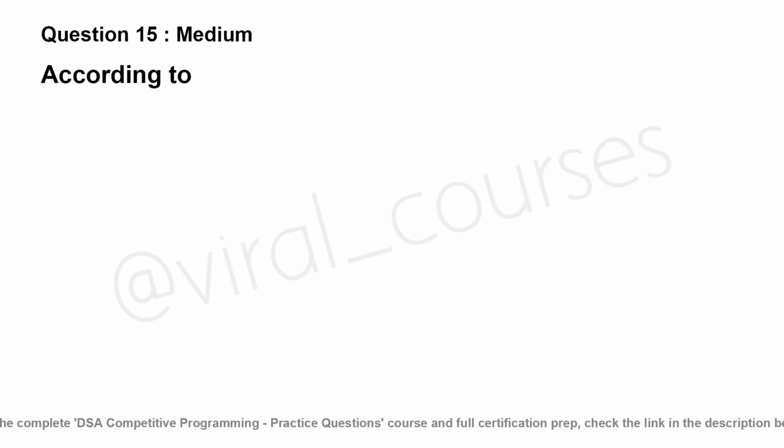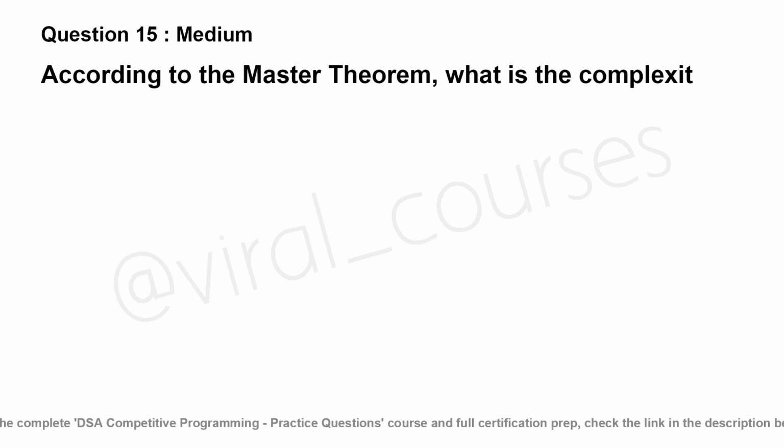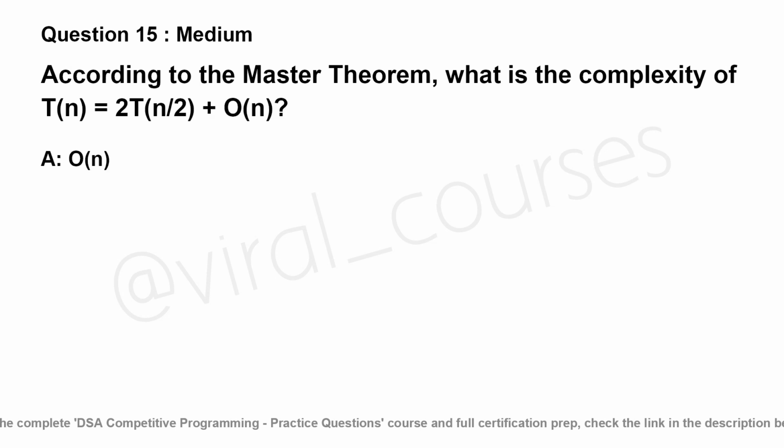According to the master theorem, what is the complexity of T(n) equals 2T(n/2) plus O(n)? Option A, O(n). Option B, O(n log n). Option C, O(n squared). Option D, O(log n).